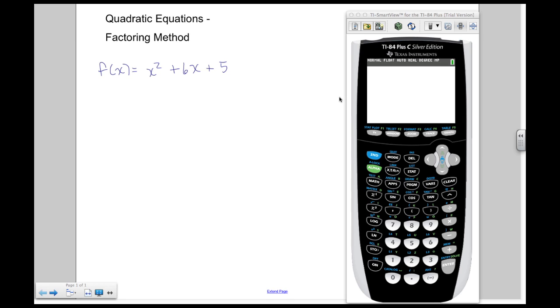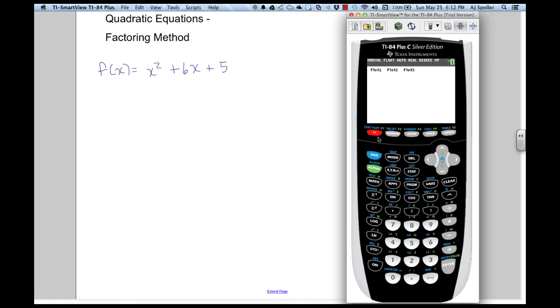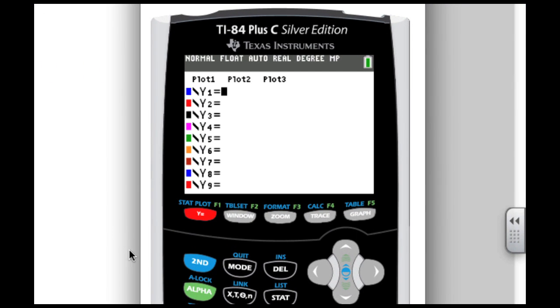In today's video we're going to work with a quadratic equation, and we're going to use the factoring method and also the graphing method to come to the solutions or the roots for this particular problem. Let's begin by using the calculator and actually putting this quadratic equation into the y equals function.